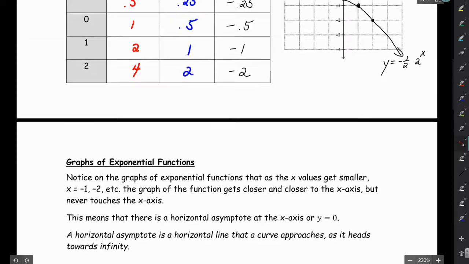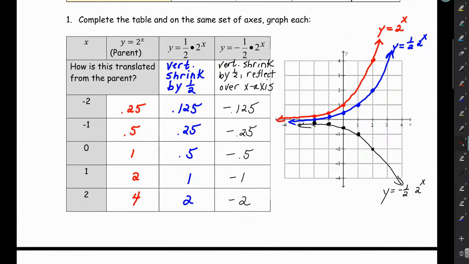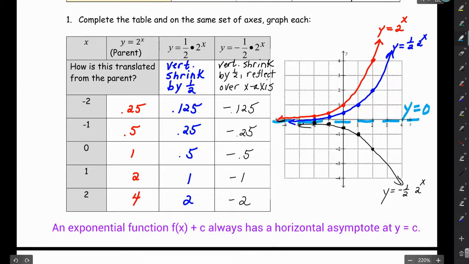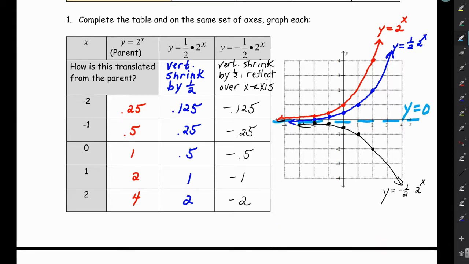So if we go back and look at these graphs here, the red graph and the blue graph and the black graph, all of them were approaching this asymptote that we didn't really talk about here, but I will sketch it in now. There was an asymptote right here at y equals 0. And since we didn't move the graph up or down, we kept our asymptote at y equals 0. So that asymptote would only shift if we have a vertical translation up or down. So I'll show you what I mean.